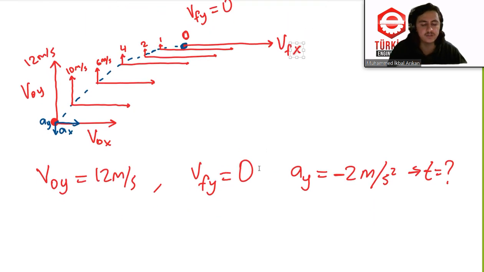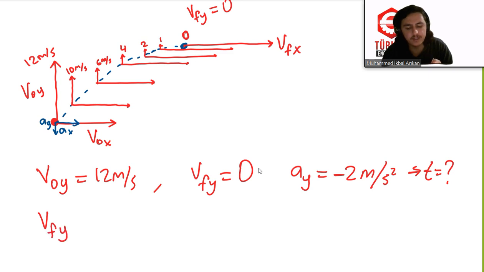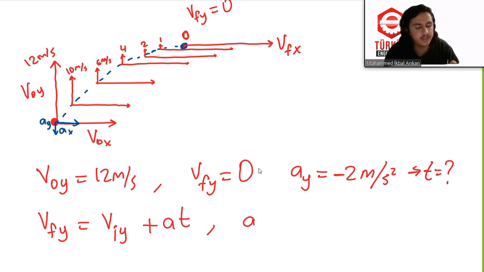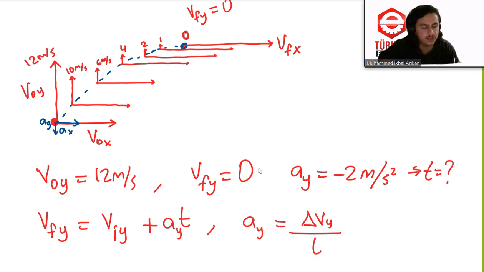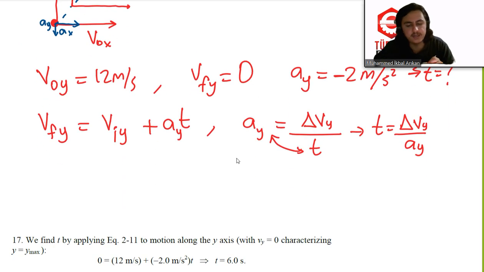So here, firstly, I will find the time. As you know, v final y can be calculated by this formula: v initial y plus acceleration times time. Or you know that acceleration in y is equal to velocity change in y divided by your time change, right? So when you switch them, you will get that time will be equal to delta vy, so velocity change in y, divided by acceleration in y. So you can calculate it easily, okay?